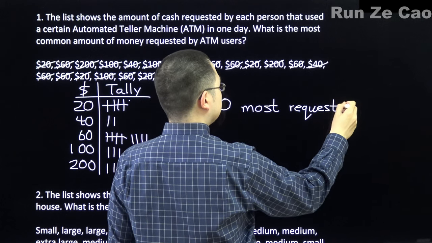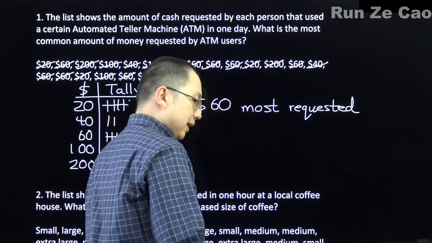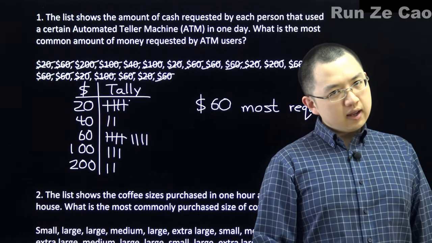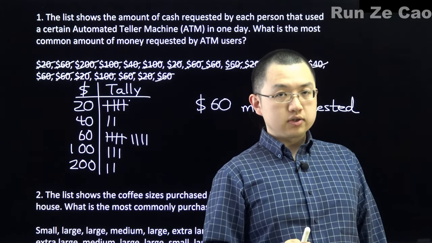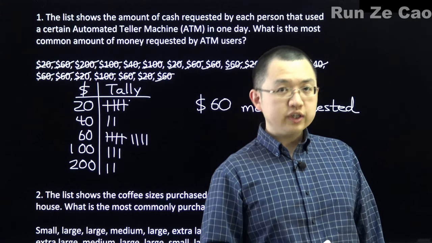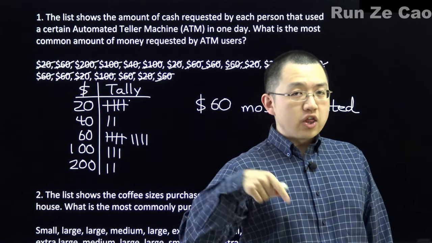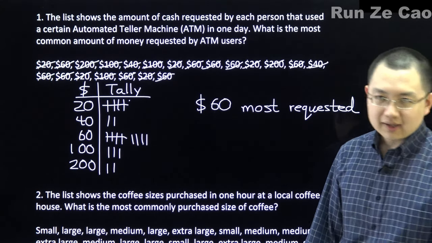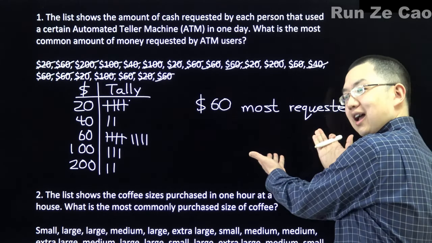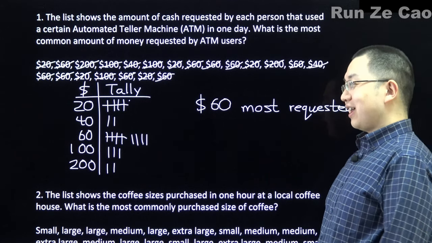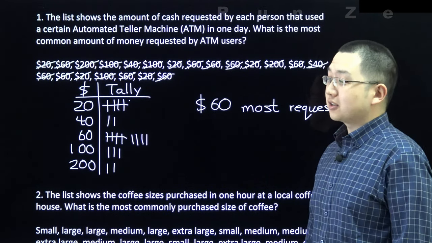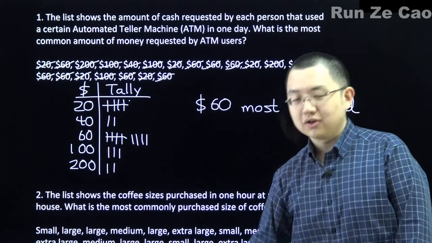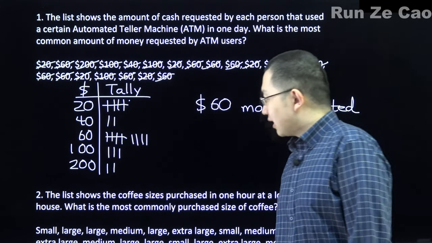Why might this be? Actually, I know exactly why. Depending on the bank and the ATM in question, there may be a $60 quick cash option on the interface, which means, and if you needed $80, you'd probably just go in and press the 100 instead of manually entering 80. Yeah.